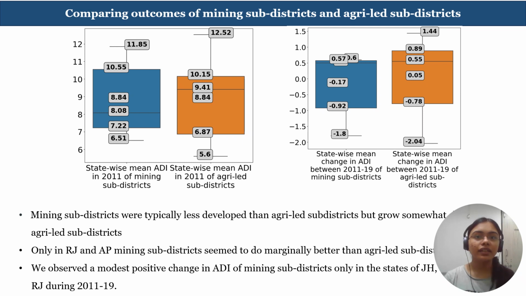In order to investigate if the land use patterns of mining area characterize any outcome patterns, we compared the mining sub-districts and the agricultural-driven sub-districts across socio-economic and health outcomes in each state. We obtained a set of agri-led sub-districts where the primary economy was agricultural and no mines existed. We observed a modest positive change in socio-economic development of mining sub-districts only in the states of Jharkhand, Orissa, Madhya Pradesh and Rajasthan during 2011 to 2019. Mining sub-districts of only Rajasthan and Andhra Pradesh seem to do marginally better than agri-led sub-districts.